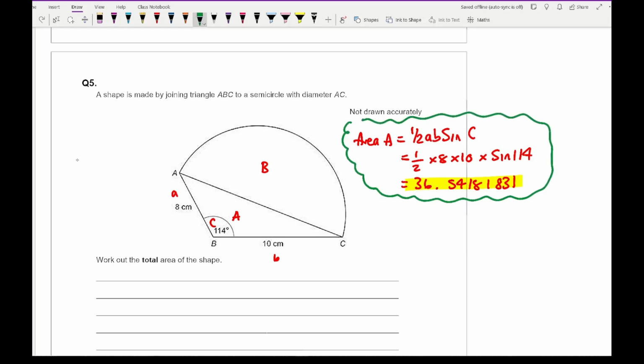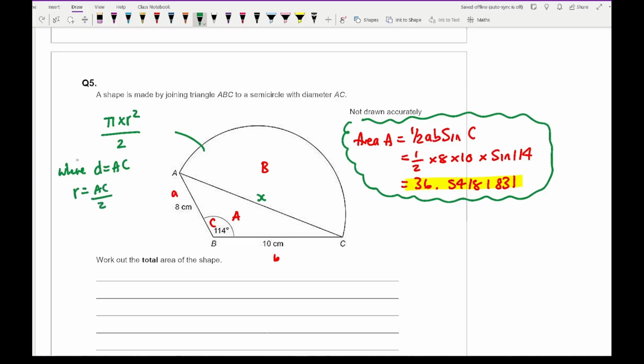Now the next thing I need to do is work out the area of B. Now B is a semicircle, so I need to work out the length of AC, because I need to know what the radius of that circle is, because the area of the semicircle is pi times radius squared over 2, where d equals AC, so r equals AC over 2.